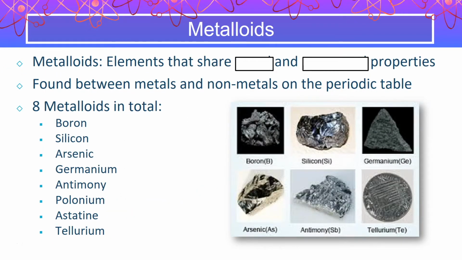Metalloids can share both those sets of properties. They might have a high melting temperature, but they're really brittle or something like that. So they'll share metal and non-metal properties. They're found between the metals and the non-metals in the periodic table. They're kind of a transition zone between the two. The 8 we tend to talk about are boron, silicon, arsenic, germanium, antimony, polonium, astatine, and tellurium. So you can see some of them on the right there. They kind of look like metals, but they do have the ability to occasionally behave more like a non-metal.